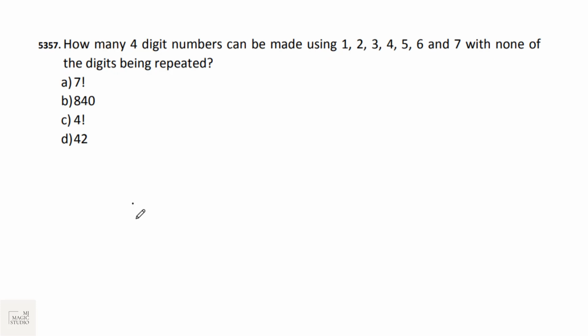Okay, another one from arrangements. How many 4-digit numbers can be made using 1, 2, 3, 4, 5, 6, 7? 7 digits are given, with none of the digits being repeated. Repetition not allowed. We need to take 4 at a time, and 0 is not included.